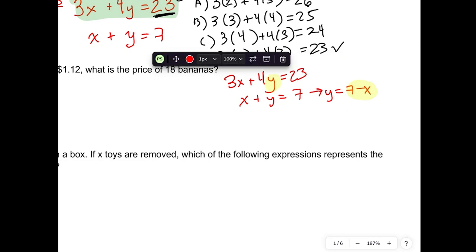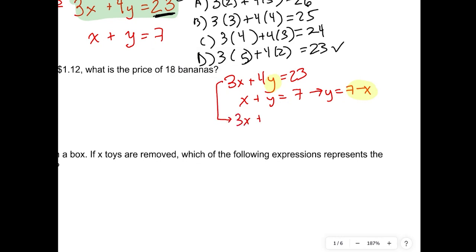Okay, so I can rewrite that as 3 times x plus 4 times 7 minus x, and then solve this equation. When I go through and solve this equation, I'm going to skip all the algebra here, but you're going to get x equals 5, which is going to give you your answer.